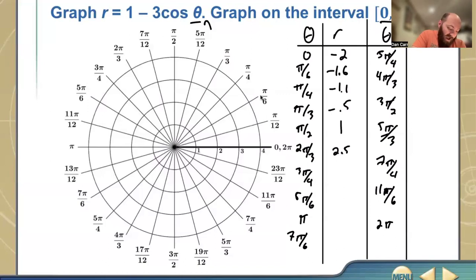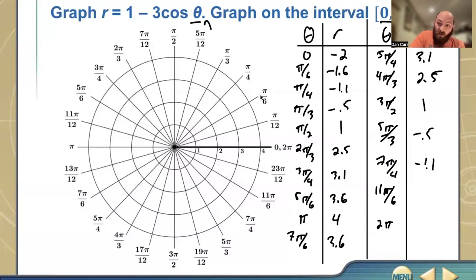Then I'll go to 2.5, 3.1, 3.6, 4, 4, 3.6 again, then 3.1, 2.5, 2.5, 1, and then a negative 0.5, a negative 1.1, a negative 1.6, and a negative 2. So now we can see that we're going to map back onto itself.